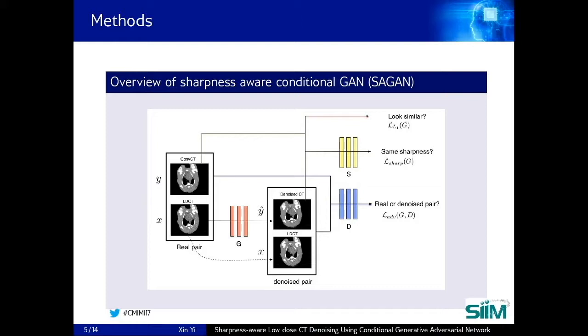The denoised CT has to fulfill these three criteria. The first is to look similar to the conventional CT, like sharing the same content. The second is having the same sharpness as the conventional CT. And the third one is that the denoised CT has to pass the test of a discriminator.